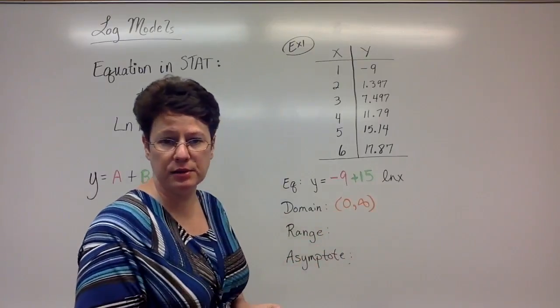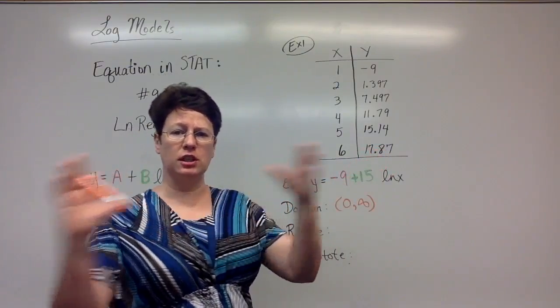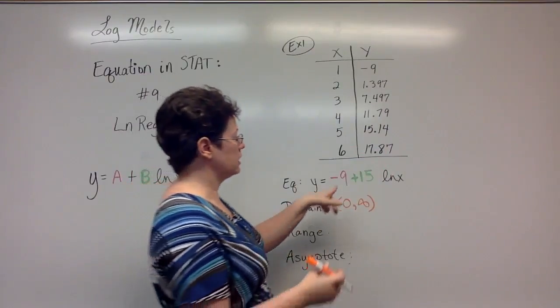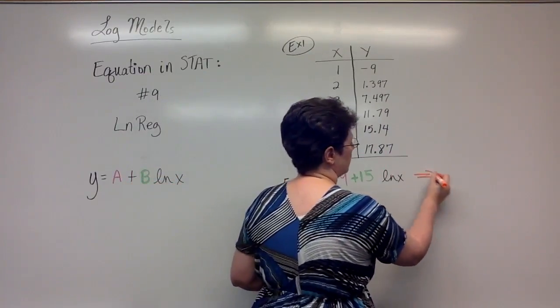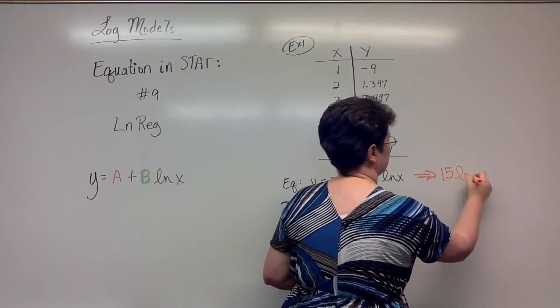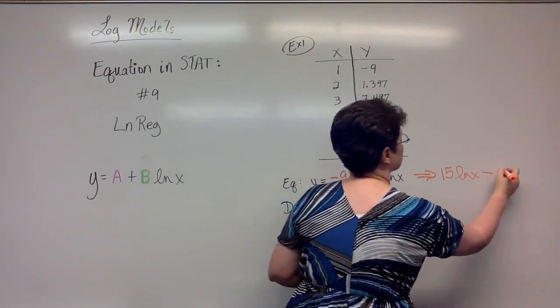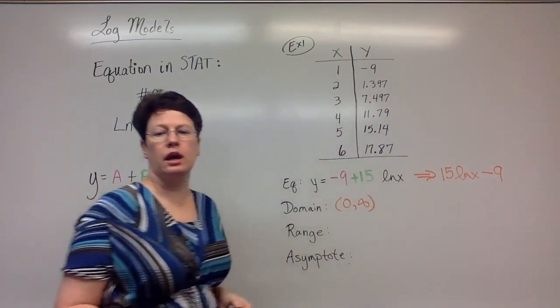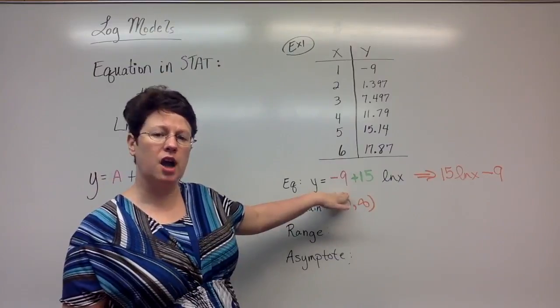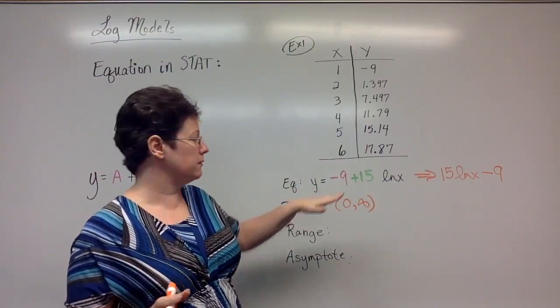So 0 is where my asymptote is. We didn't move the function left or right, did we? Well, let's look at it. Most of the time, you would see it in the form 15 ln x minus 9, okay? And all the calculator does is put that 9, that constant, up front. It confuses some folks.